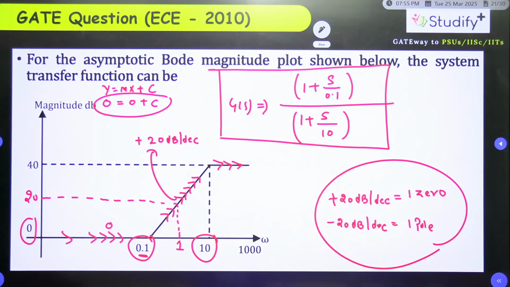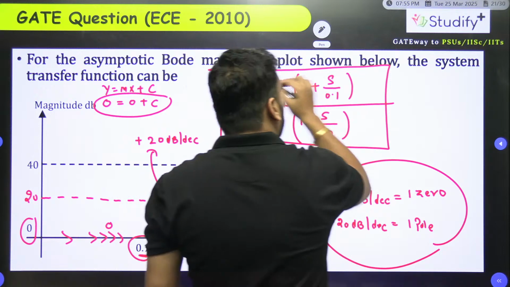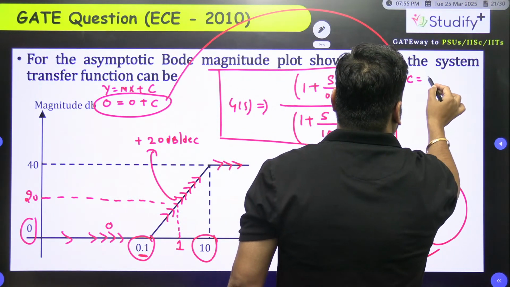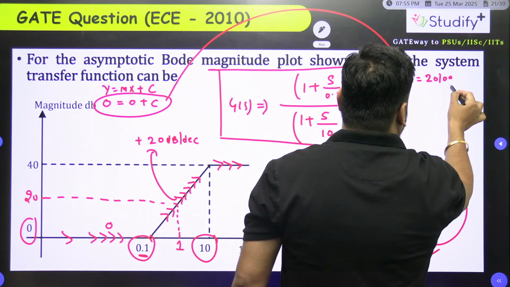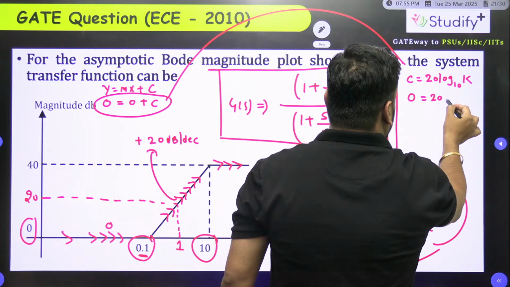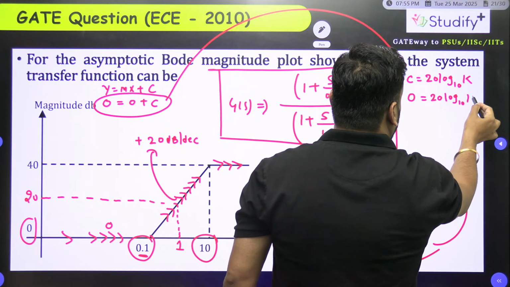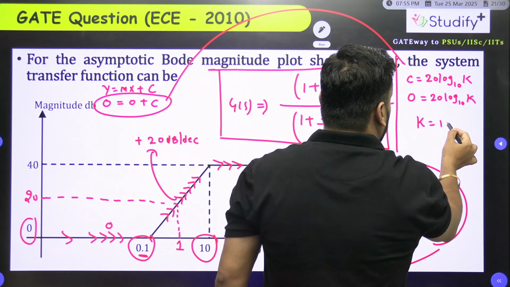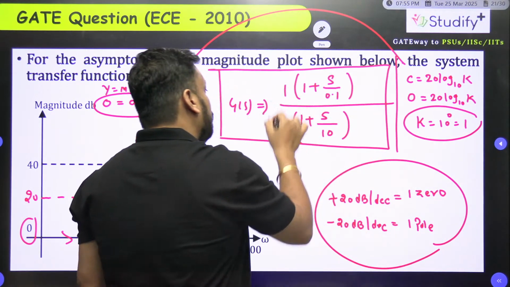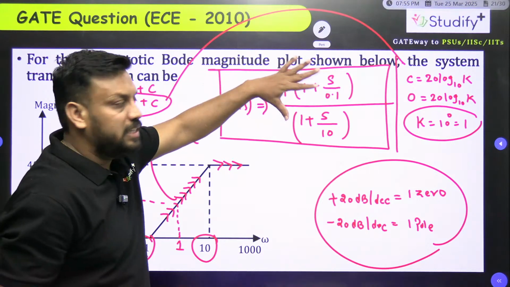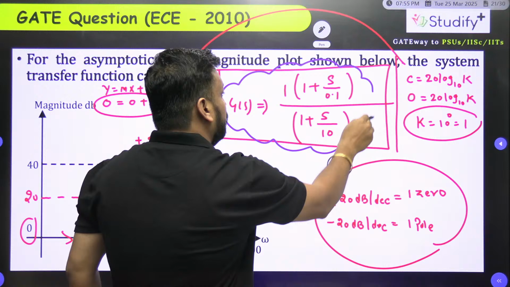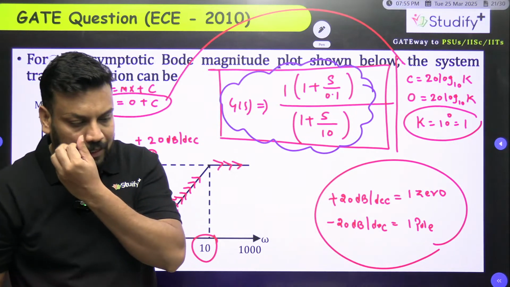And what is the c value? I have a space here, I will write the other calculation here. Because we know that c is nothing but 20 log 10 k, and because c value is 0, so 0 equal to 20 log 10 k. It means k is 10 to the power 0, which will eventually give you 1. So k value is 1. It means this box is the final answer, sir. The transfer function written in the box, that is my final answer.